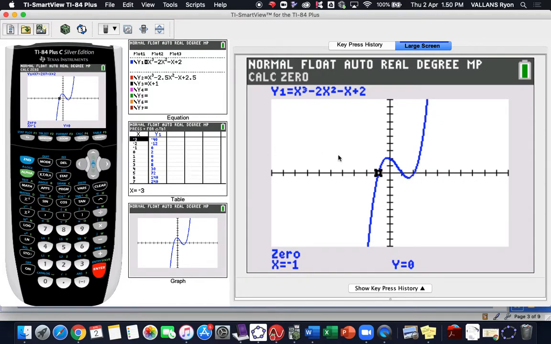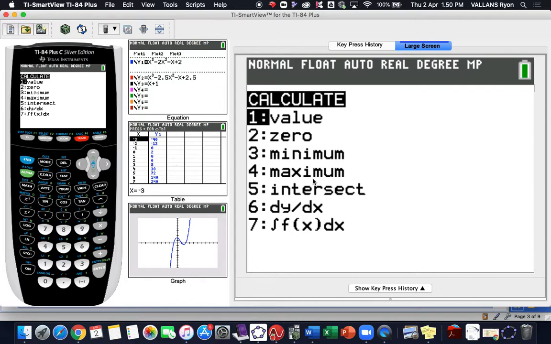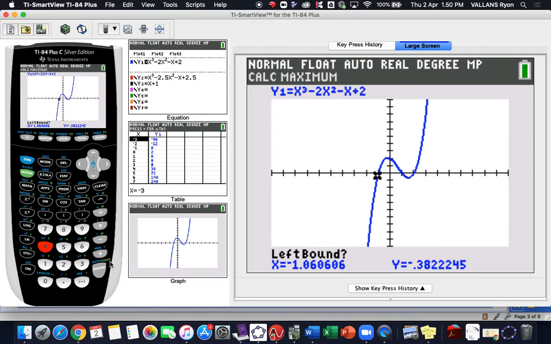Okay? Next thing, I want to find this maximum point here. So once again, second calculate. I want a maximum, so I'm going to hit number 4. Left bound, well, I'm to the left of where that maximum is. Get to the right of it. I'm to the right of it. Hit enter. Guess. Takes me to that one. -0.215 and 2.11. That's my local maximum. So local maximum would be the top of the mountain. Local minimum, bottom of the hill.